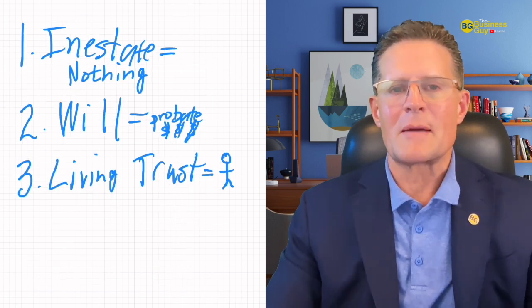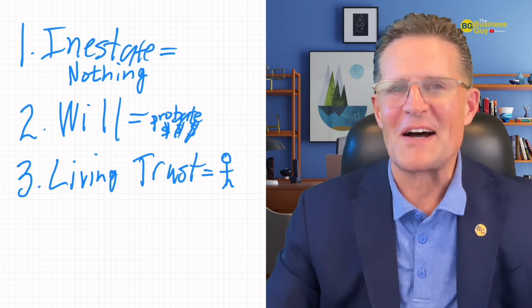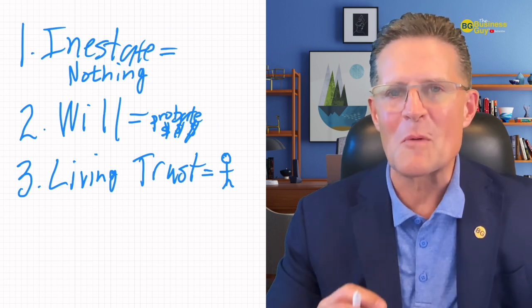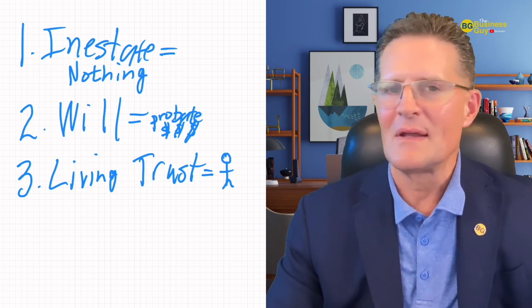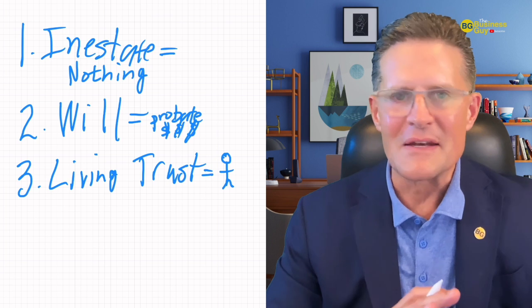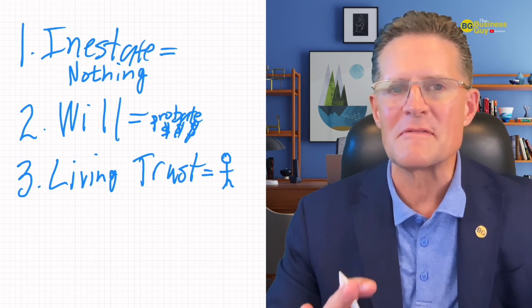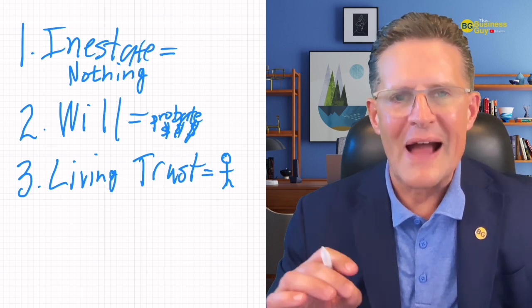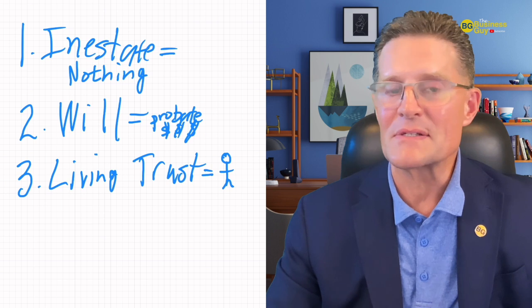So that leads us to number 3, the living trust. Now, a living trust avoids probate altogether. It's private, not a public record, and it doesn't require a judge's involvement. For example, when you put your house into a living trust, it doesn't need to be probated.